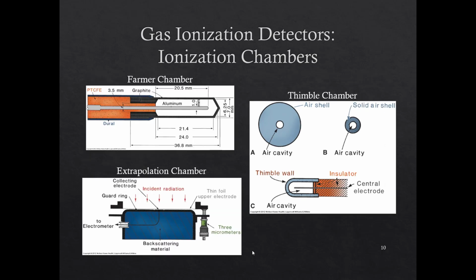These different chambers are useful within the clinic. So this Farmer chamber is going to give us an absolute dose reading, and that's what we basically use it for. The thimble chamber is going to be useful for PDDs, profiles, etc. The extrapolation chamber is a special type of parallel plate chamber, and that is actually useful in calculating the actual surface dose for a beam.